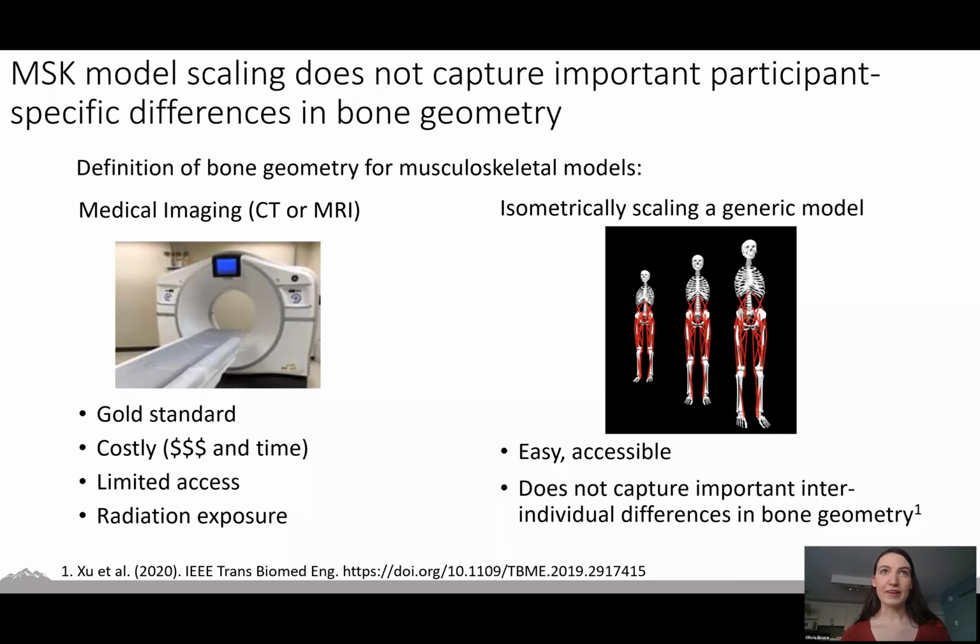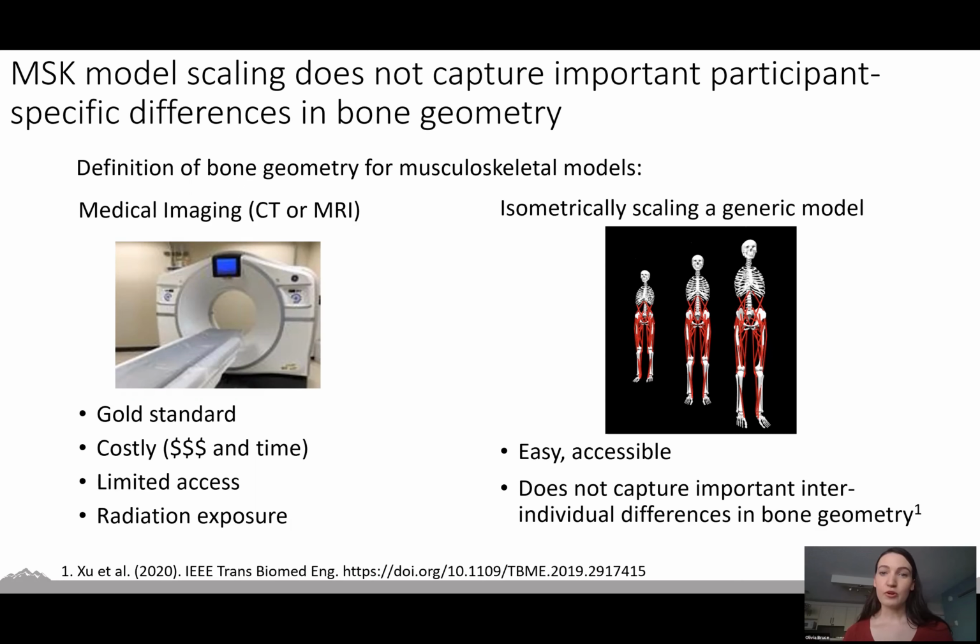Musculoskeletal modeling is a commonly used tool in biomechanics. You can use it to calculate things like inverse kinematics, inverse dynamics, muscle forces, and joint contact forces. When you're creating these models, you need to define bone geometries, and this can be done using medical imaging, usually CT or MRI. This provides accurate, individual specific bone shape. But this approach is really costly in terms of time and money. It involves radiation exposure for your participant if you're using CT, and access to the scanners can be limited, or for some research institutions, they just don't have access at all.